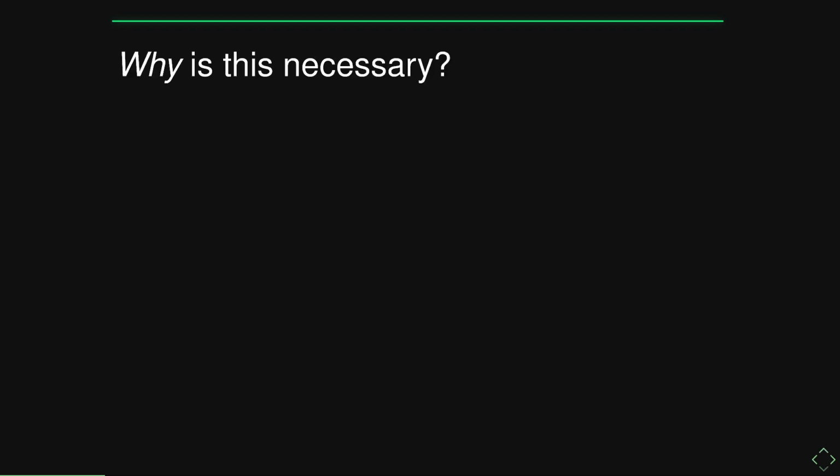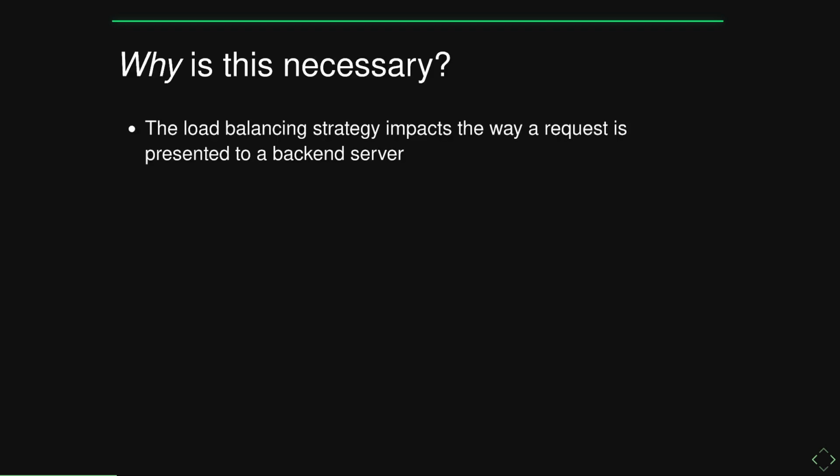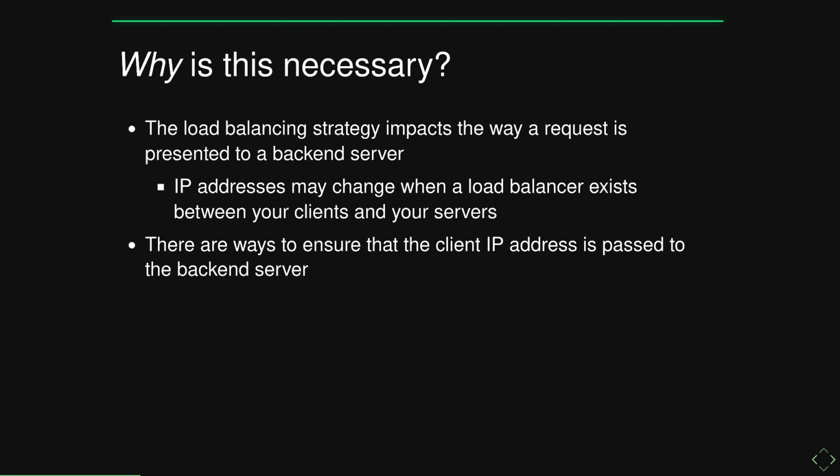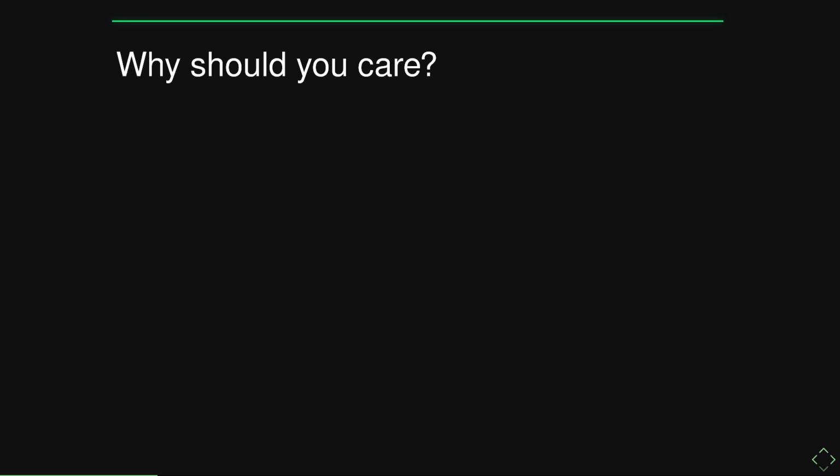So first, the why. You're probably aware that a load balancing strategy can impact the way traffic is presented to an upstream server. IP addresses can and often do change when you place a load balancer between your client and your servers, and this impacts the visibility that those backend servers have into the original traffic. Depending on the load balancing strategy in use, there are different ways to ensure that we can still pass that real client IP address to the backend server. This method is going to depend on the type of load balancing in use, and you're going to see that today.